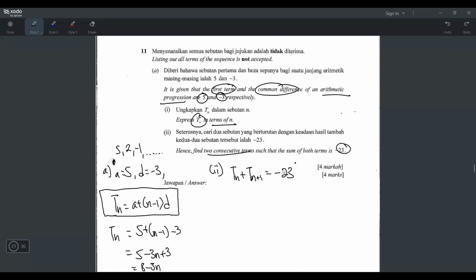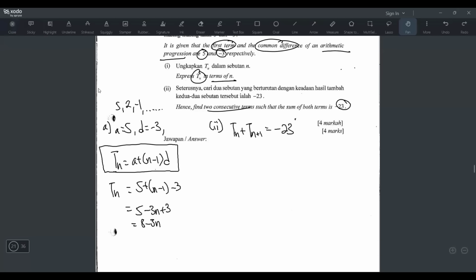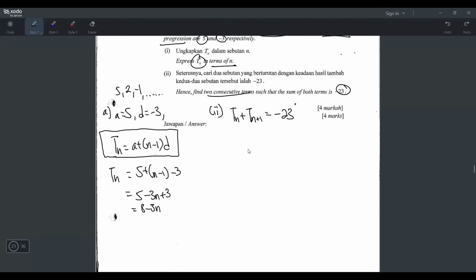Tn plus 1 equals negative 23. And then now you just apply the Tn formula. Masukkan A, D semua tu and then bolehlah cari n. So the Tn formula is a plus n minus 1 d. The a masuk 5, the d dah masuk negative 3, right?